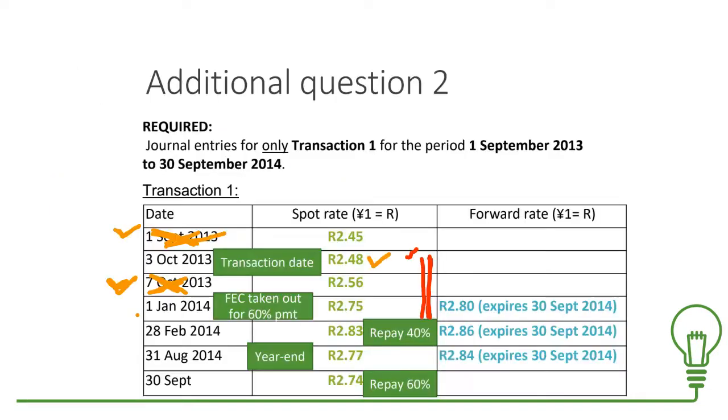So let's have a look. Remember this first payment we're going to treat as an unhedged item. So we are now going to move that 4,000 yen from there down to the settlement date. We want to revalue it at the settlement date.